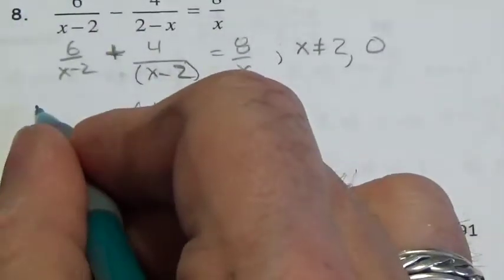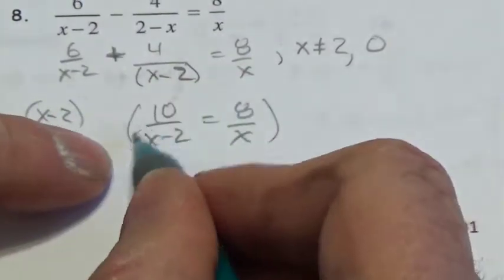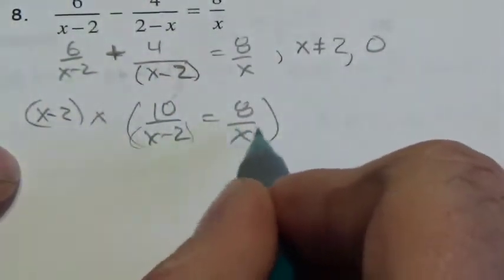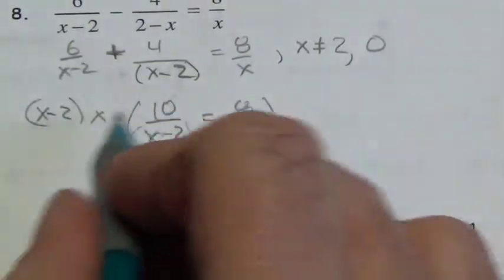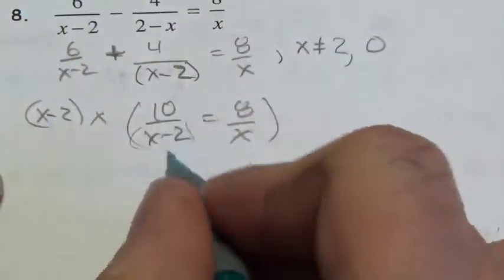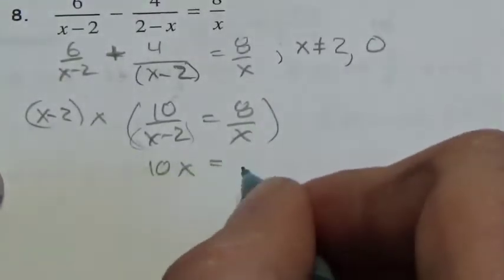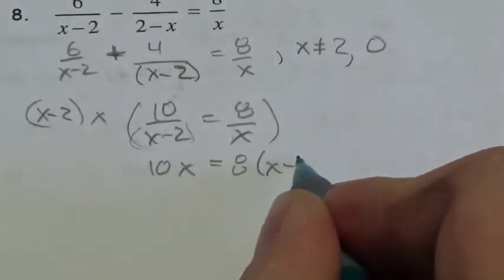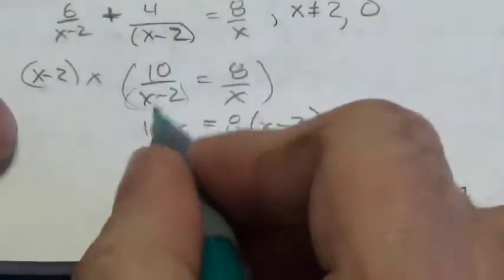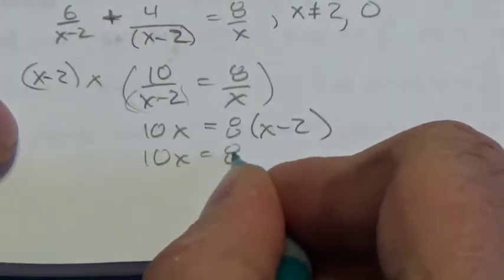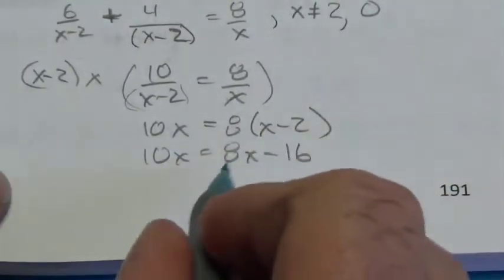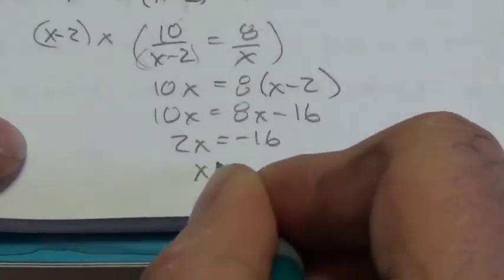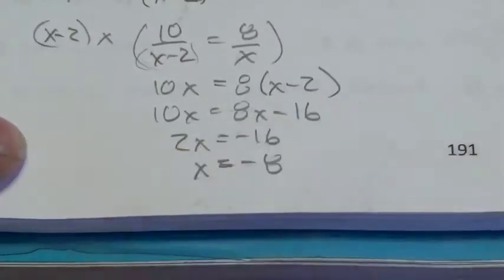Now I'm going to multiply by the common denominator, which has got to be, remember, x minus 2 is being held together as one unit, and x. So that's a factor, and that's a factor. When you multiply that through, in the first case, the x minus 2's will cancel and you're left with x times 10. Over on the right-hand side, the x's will cancel, and you'll be left with 8 times x minus 2, which is a nice little linear. Multiply the 8 through, 8x minus 16. Bring the 8x over, subtract it from both sides, you get 2x equals negative 16, so x is going to equal negative 8 when I divide by that 2.